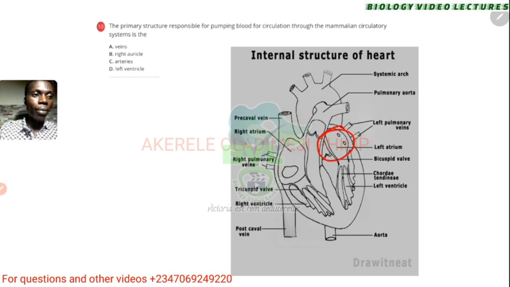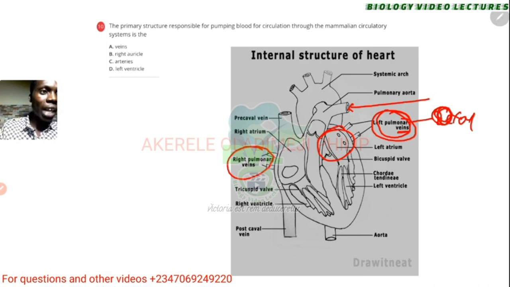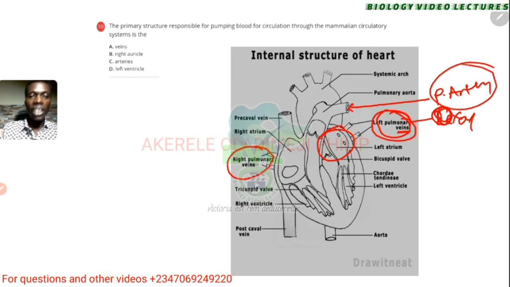Now, bear in mind that this pulmonary vein is the only vein that carries oxygenated blood. I take that again. Pulmonary vein is the only vein that carries oxygenated blood. While pulmonary artery is the only artery that carries deoxygenated blood. Where is the artery? I'm trying to look for that. Okay, the artery is not labeled, but this is it here.